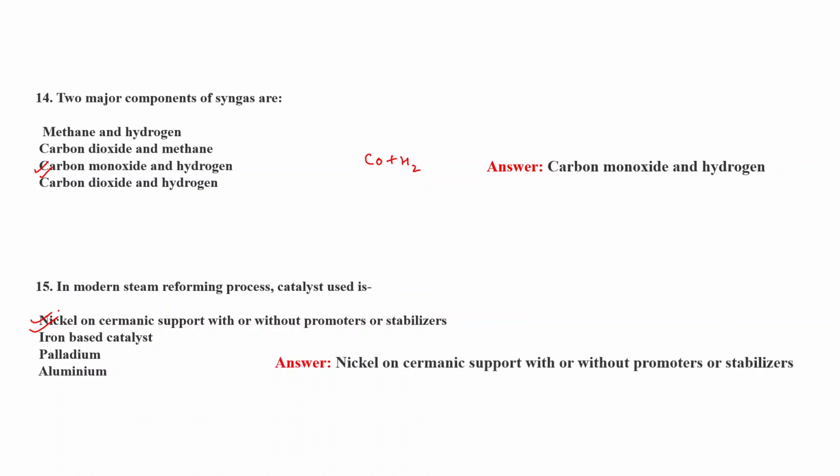Coming on to the next question, two major components of syngas. This is very simple. The major components of syngas are carbon monoxide and hydrogen. In modern steam reforming process, the catalyst used, as I have told during the steam reforming part, is nickel on ceramic support with or without promoters or stabilizers.